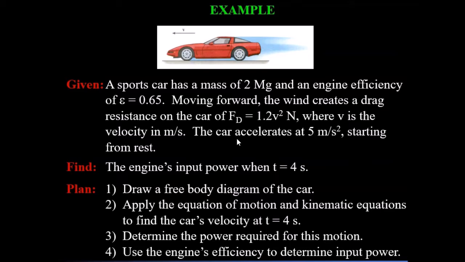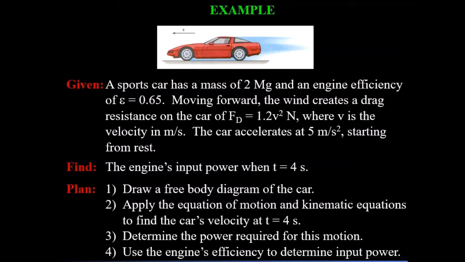The car is going to accelerate at 5 meters per second squared starting from rest. So they give us a lot of information. It starts from rest. We know our initial velocity is 0. It has an acceleration of 5 meters per second squared. It has a drag force given by this relationship relative to our velocity. We have an engine efficiency, and we have a mass of the car. They want us to find the engine's input power when our time is equal to 4 seconds.